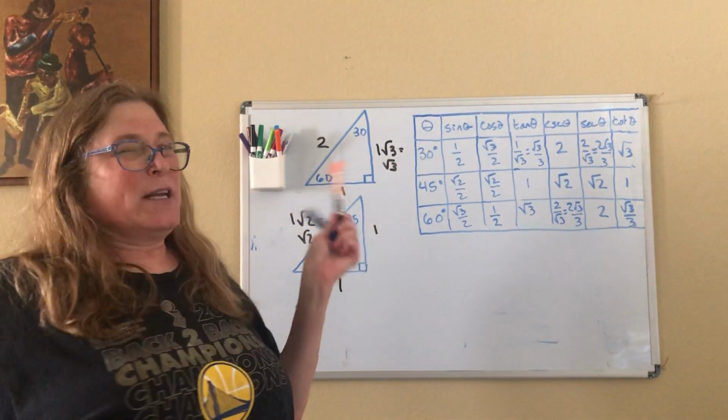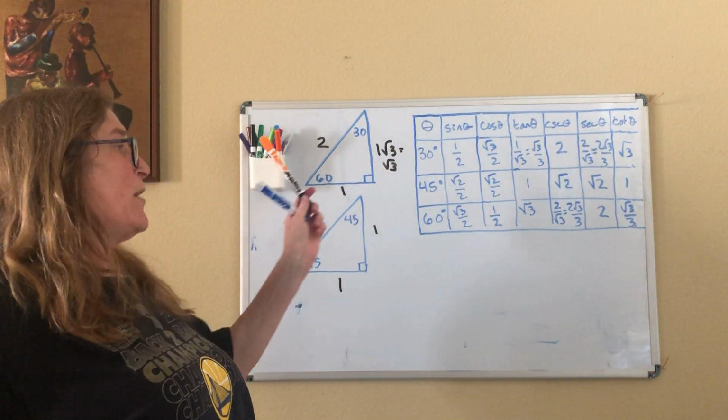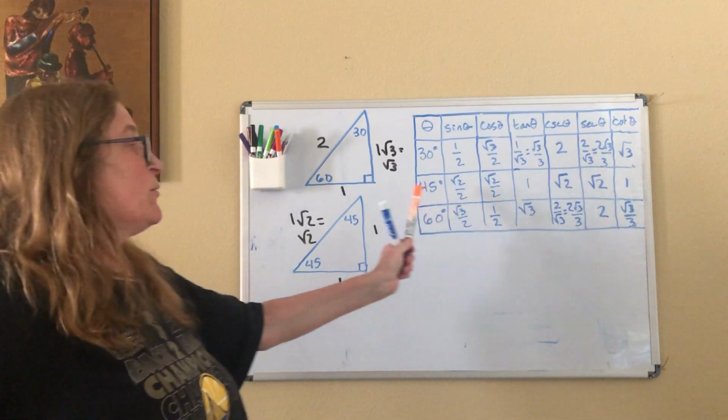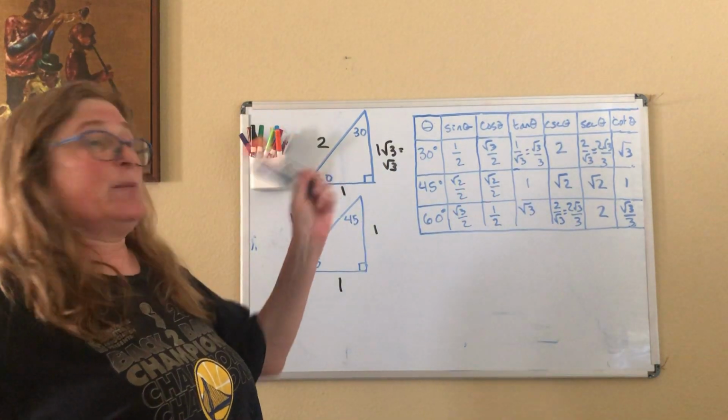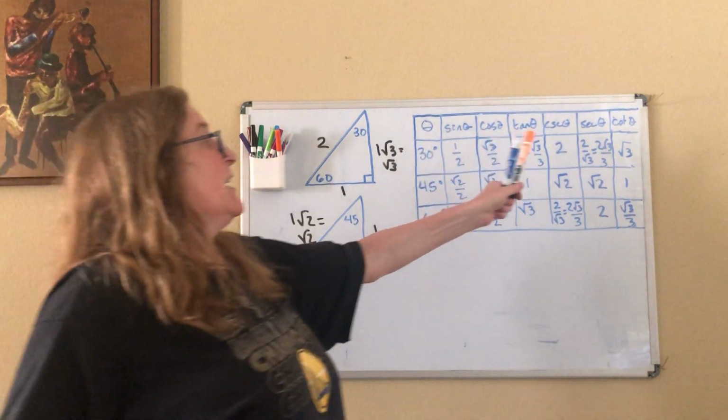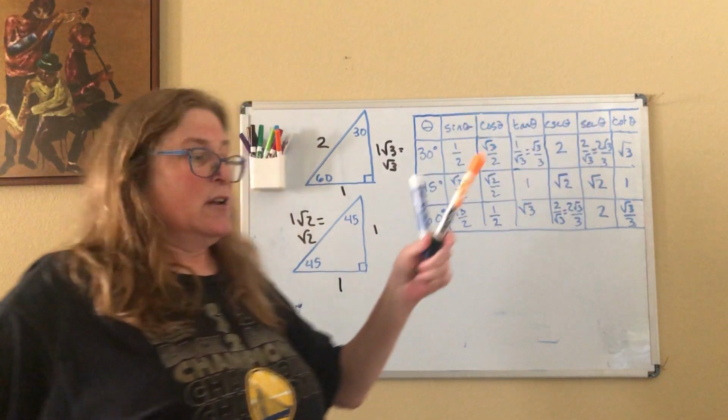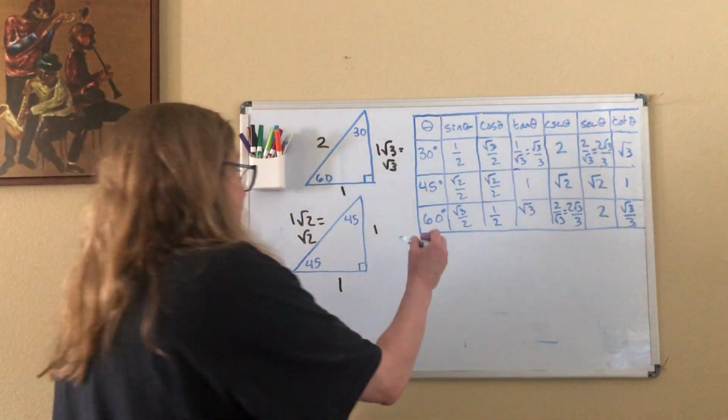Obviously I don't want to waste tons of time going over every single one, but you could fill in this chart by doing SOHCAHTOA and then flipping over the trig functions to get cosecant, secant, and cotangent. So let's look at example 3.